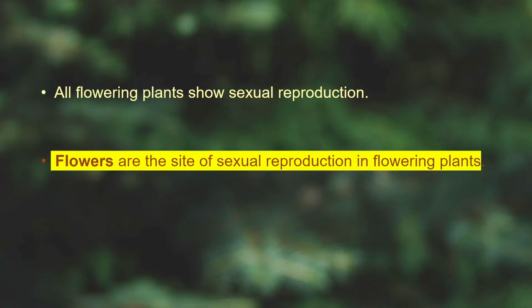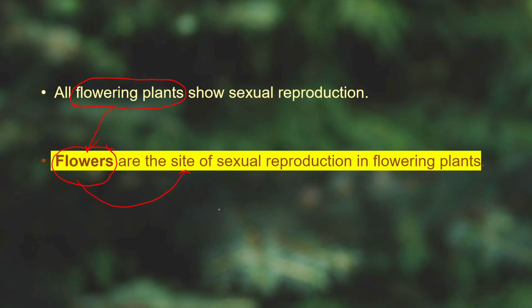Coming to the next slide, what we're going to study in this chapter is sexual reproduction in angiosperms. Angiosperms are nothing but the flowering plants. All flowering plants are called angiosperms. And you might be wondering where this sexual reproduction occurs. Sexual reproduction occurs in the flower. So we can say flowers are the site of sexual reproduction. Yes or no? Absolutely yes.